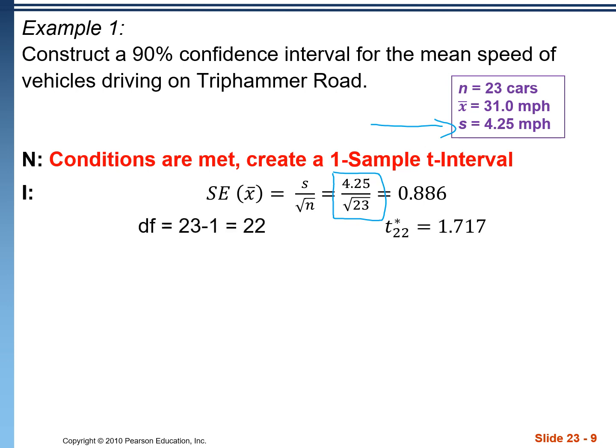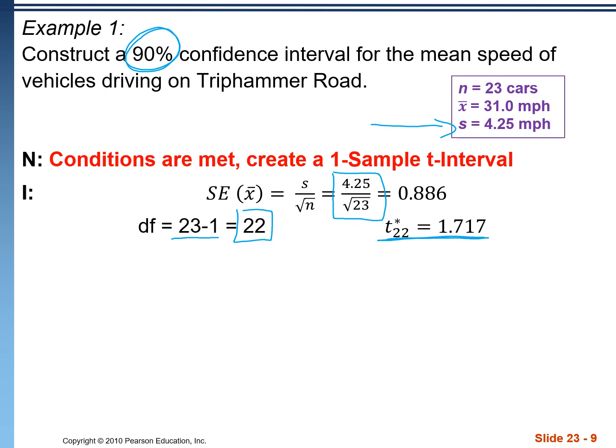Degrees of freedom is 1 less than the sample size. 23 cars in our sample gives us 22 degrees of freedom. Go into inverse t, put in 0.95, which is that middle value plus the left tail for the area. 22 degrees of freedom, and we get our critical t-score, 1.717.